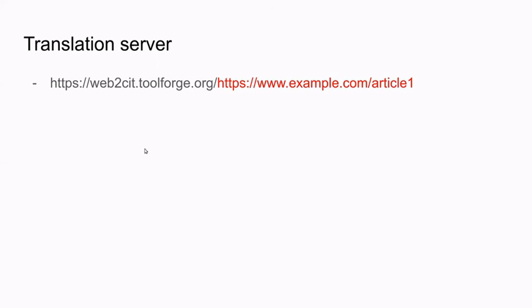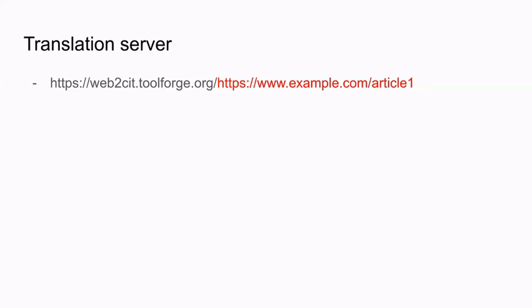And for this, we have the translation server. Be aware that we currently have a very initial implementation of the server, but anyway, this is quite how it is going to work in the future. We're going to have just very minor tweaks that will make it a little bit more friendly. So to use the translation server, you will go to the translation server address, which is this part in gray, web2cit.toolforge.org, and you will append at the end the URL that you want to translate with Web2Cit.